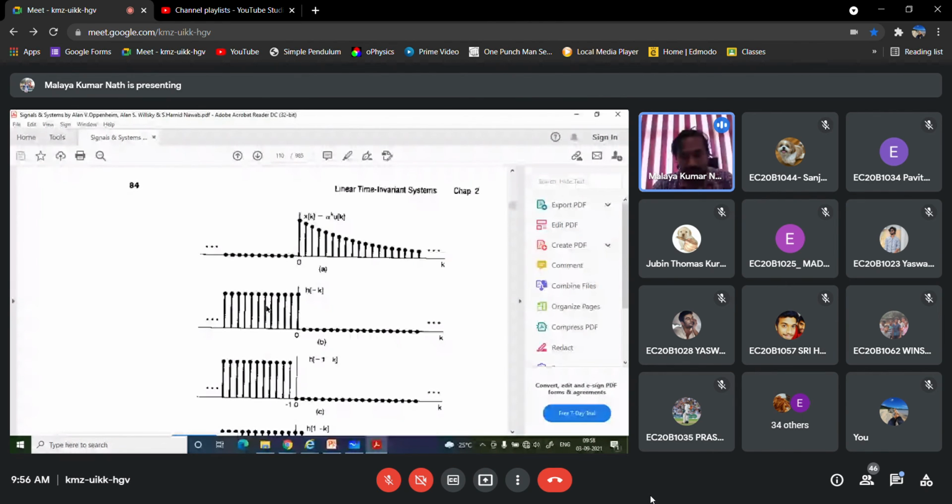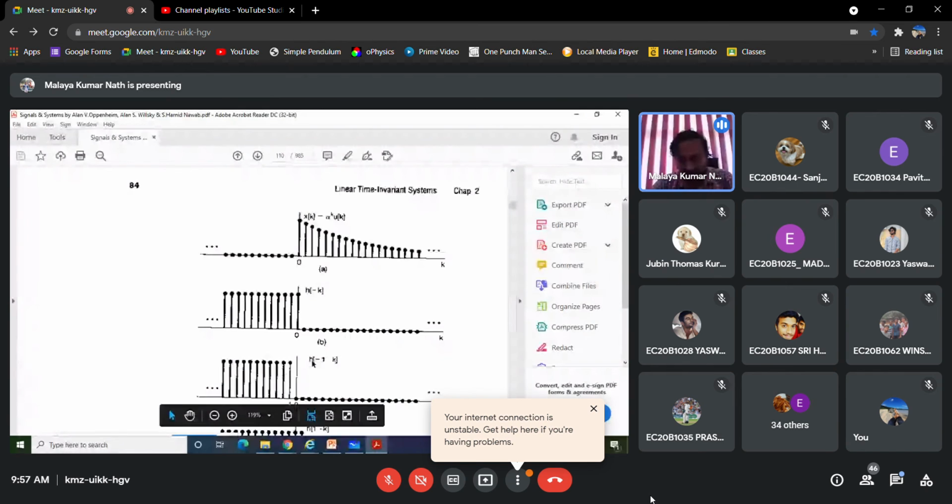So this is h of minus k. Now if h of minus k is like this, h of that is equal to minus 1 minus k. So here minus is not visible, so minus 1 minus k. So there will be no overlapping, and we will get the output to be 0, as it will become 0. So at this point there is only one overlapping.